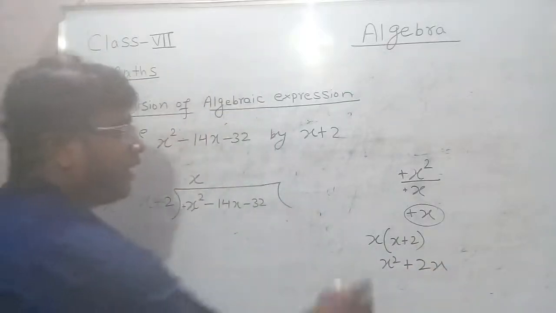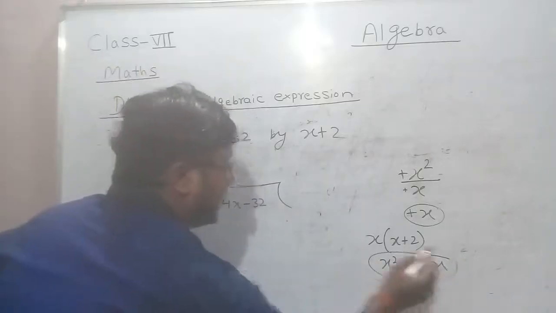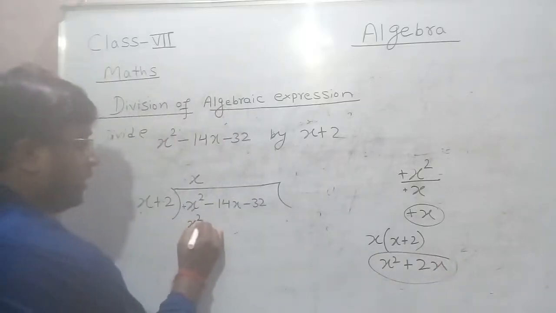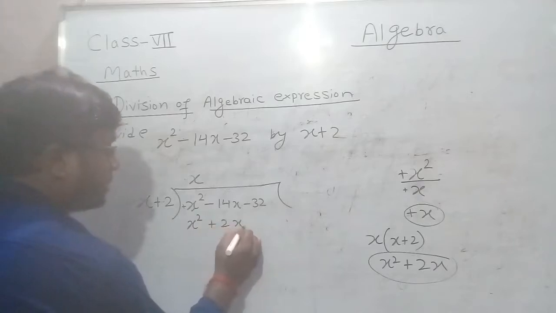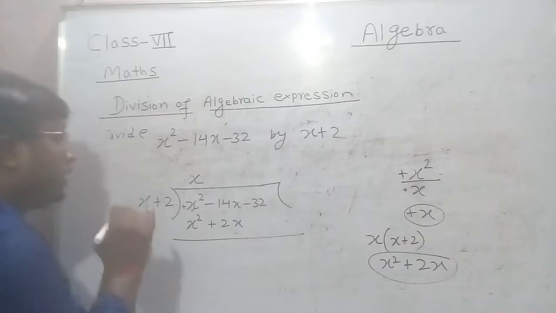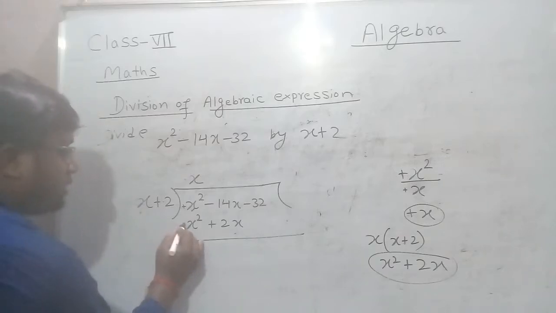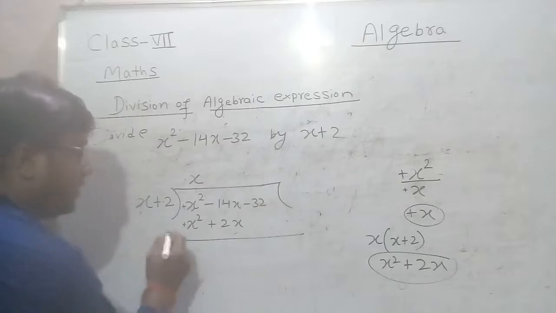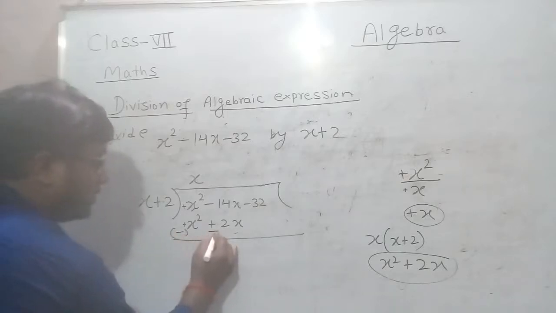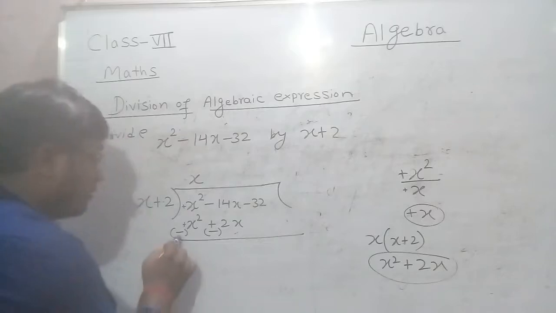Okay, x into 2 is your 2x. So this term we will write here: x square plus 2x. As we know, while dividing we will change the sign. Here the sign is first plus, but we will change the sign to minus. Here it is also plus, it will be minus here. So the real sign is minus here.